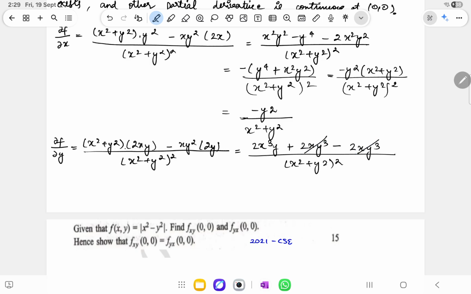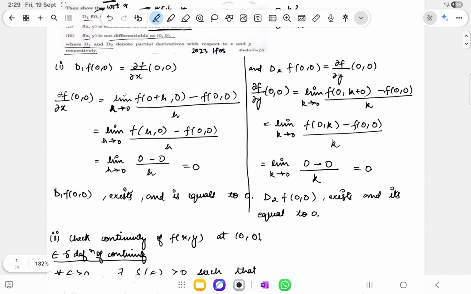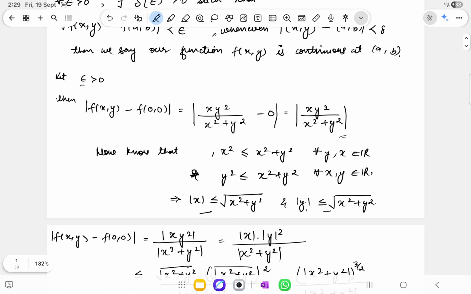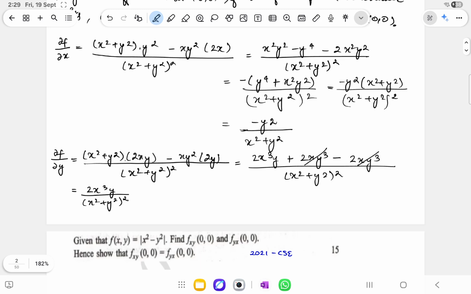So our partial derivative with respect to y is 2x cube y divided by (x square plus y square) whole square. Now we have calculated the partial derivative of f with respect to x and with respect to y, and we know from part 1 that both the partial derivatives at (0, 0) exist. So we are now supposed to check whether one of them is continuous at (0, 0) or not. So let us check continuity of this partial derivative with respect to y at (0, 0).